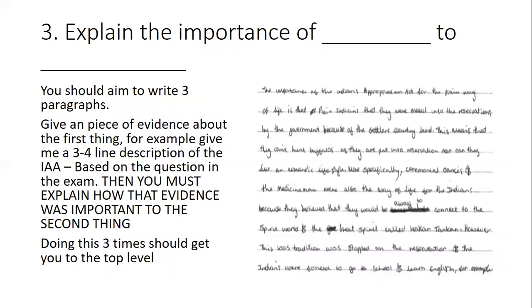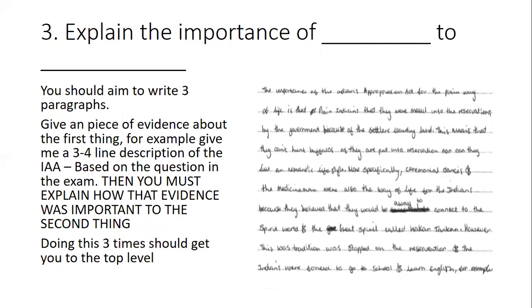The third question, you actually have two of these where you explain the importance of one thing to another. Okay, so you get a choice of three and you answer two of them. You should aim to write 3 paragraphs. So giving a piece of evidence about the first thing, for example, give me a 4-line description of the Indian Appropriation Act, then you explain how that evidence was important to the second thing.